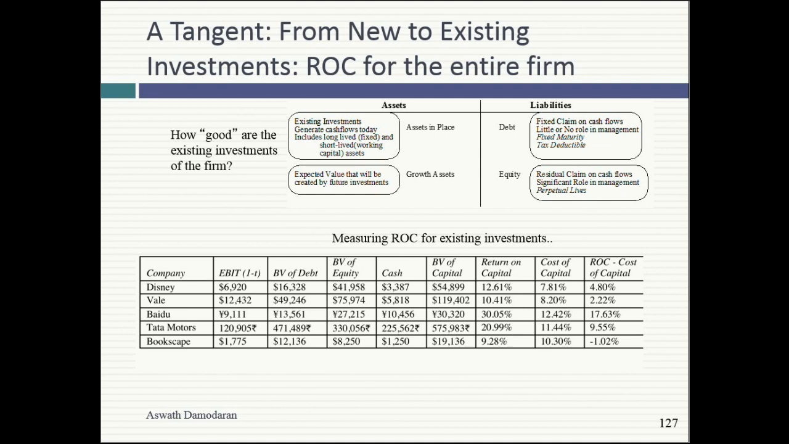But to the degree that I trust that number, what is it telling me? Collectively on its existing projects, Disney is making 12.6%. What does it need to make? The overall cost of capital for the company is 7.8%. Take the difference between those two numbers. It looks like Disney collectively is making about 5%, or 4.8%, more than its cost of capital. Why?